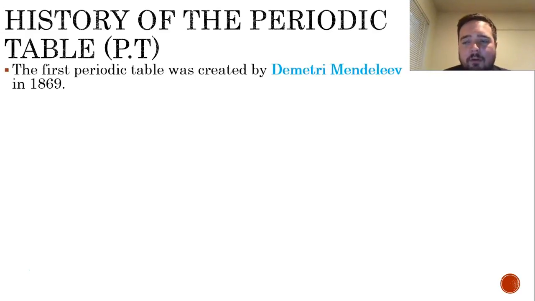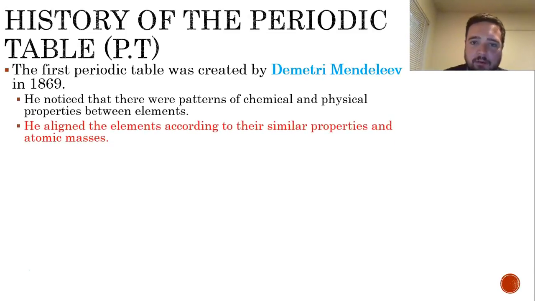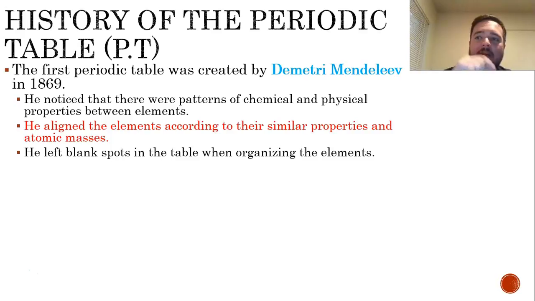So starting with the history of it, we already talked about this a little bit before. The first periodic table was created by Dmitry Mendeleev in 1869. He noticed that there were patterns of chemical and physical properties between elements, and that was based on how he set the elements up according to their atomic masses. He was able to identify that as atomic masses went up in a certain increment, a pattern of chemical and physical properties would occur.